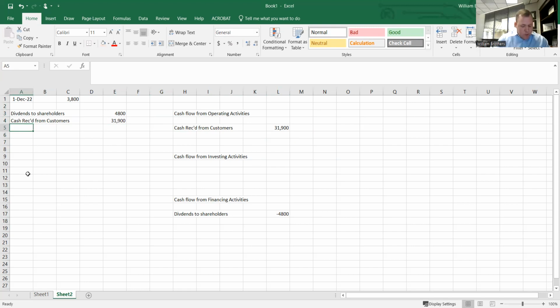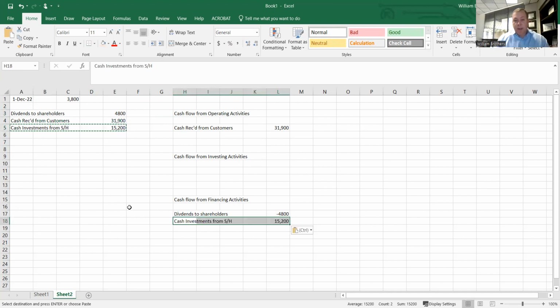Cash investments from shareholders. Okay, and this was in the amount of $15,200. I'm going to put that down here in financing activities because that is our shareholders investing in us. They're putting cash into the business. So the cash they give us allows us to use funds to fund our operations. That cash represents their ownership in the business as well.